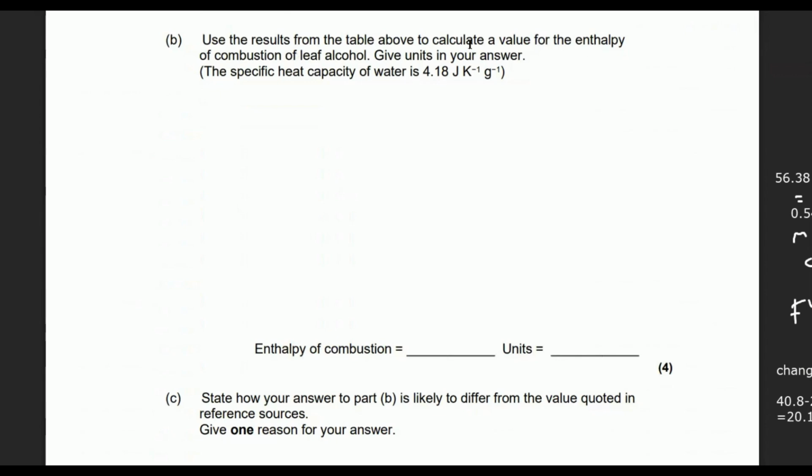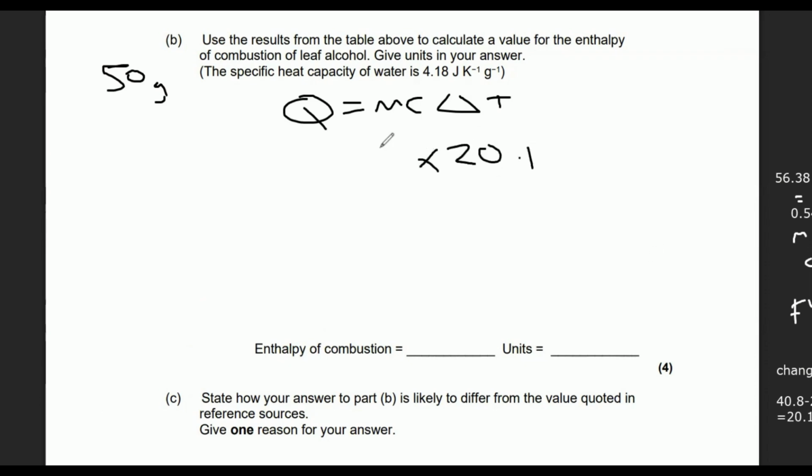Use the results from the table above to calculate the enthalpy of combustion. Okay, so I don't know if you remember, but it told us there were 50 grams of water being heated up. So we know that we need Q equals mc delta T. The temperature change is 20.1. I'm going to use 4.18 because it tells us that's the specific heat capacity. And we're going to use 50 because, if you remember, there was 50 grams of water. So it's 50 times 4.18 times 20.1.